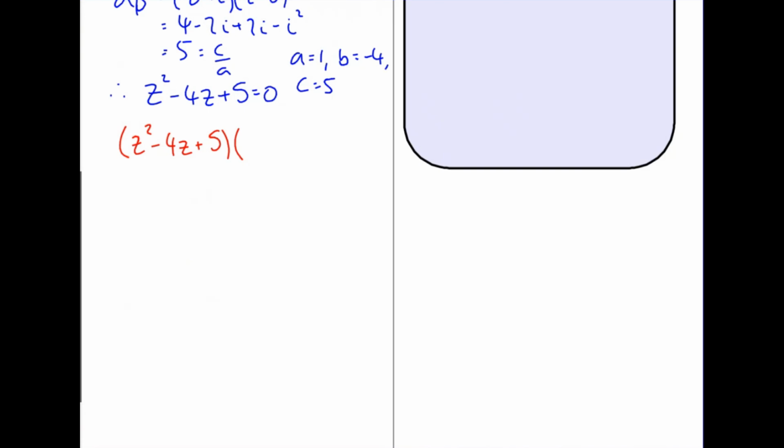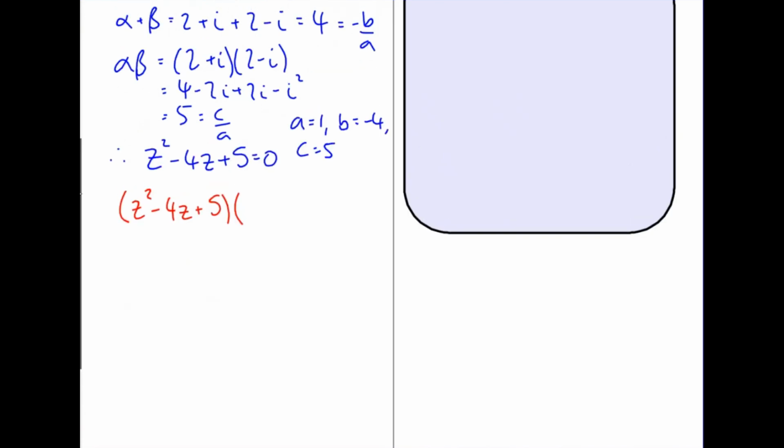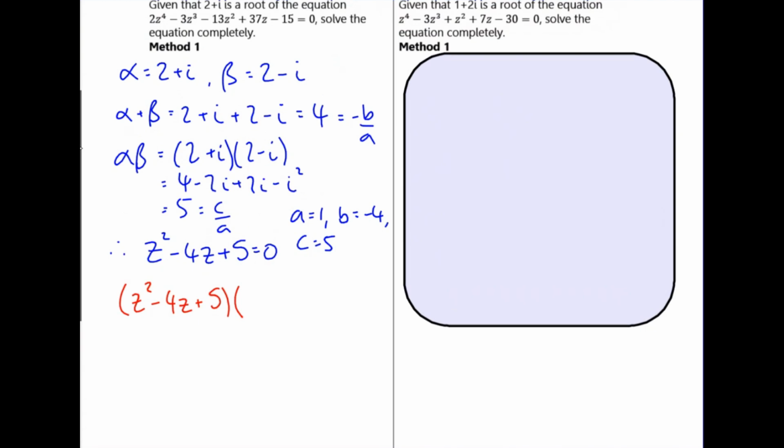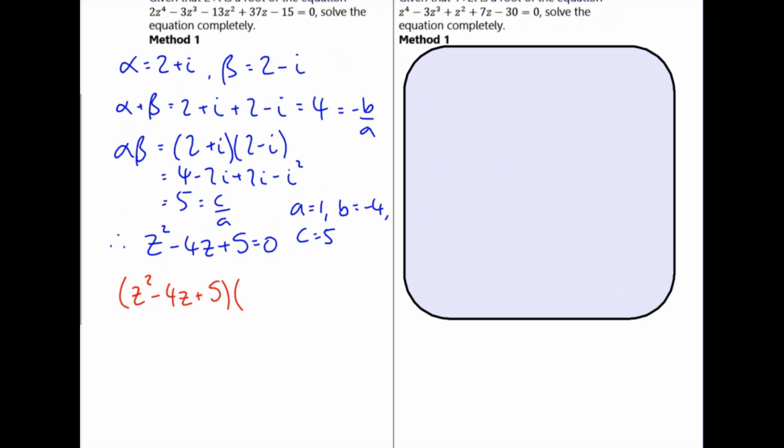If you want to do a reverse grid method, you can do. I'm going to use inspection because it's fast, but it's entirely up to you. So given that one of the brackets is z squared minus 4z plus 5, first thing we can do is work out what goes in the front of the other bracket. So to get 2z to the 4, I've got to times z squared by 2z squared. As a consequence, that gives me 2z squared times the minus 4z, so that gives me minus 8z cubed already.